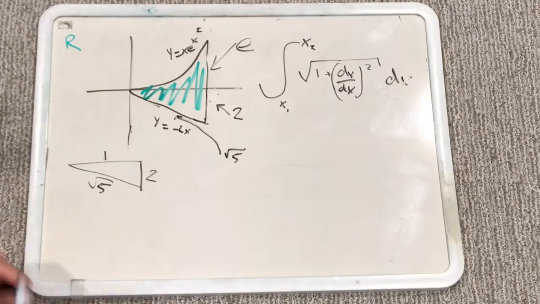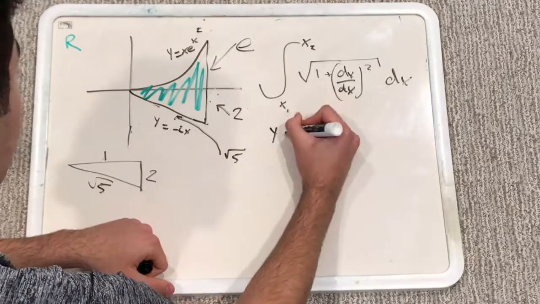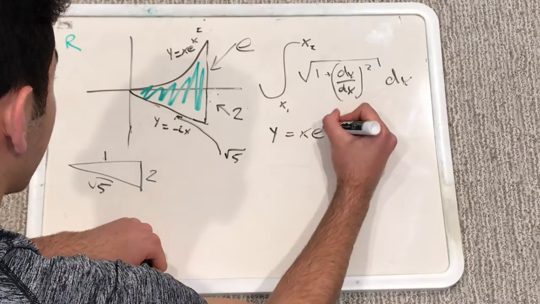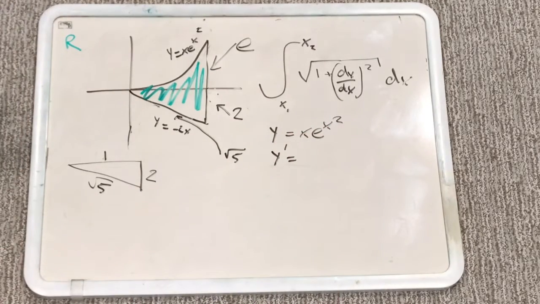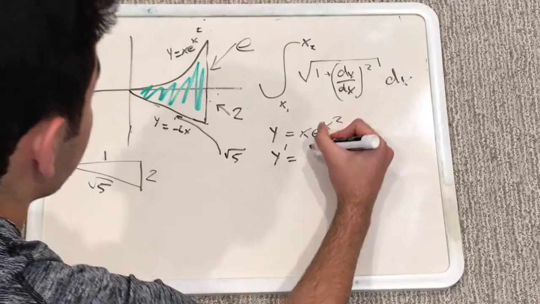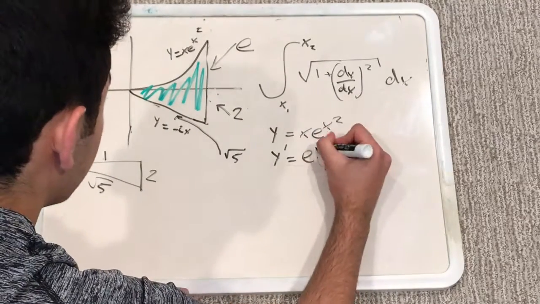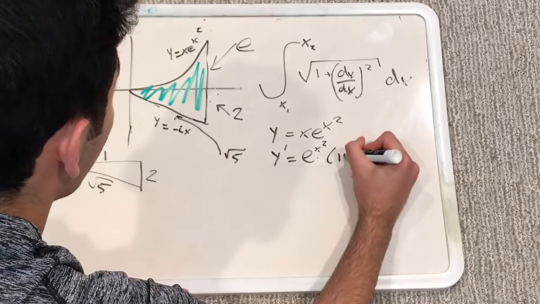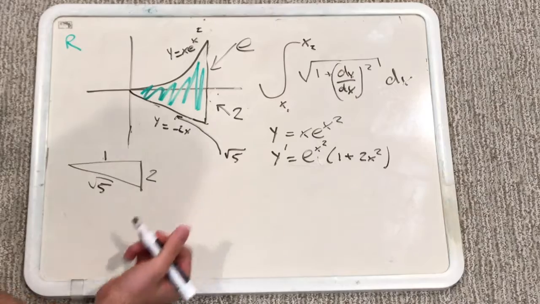So now what we just have to do is derive this function and plug it in. So y equals x e to the x squared. And we're just going to skip over the deriving part because we all know how to take the derivative. We just use product rule. Yeah, so once you take the derivative, you're going to get e to the x squared times 1 plus 2x squared. So just going to plug that into there.